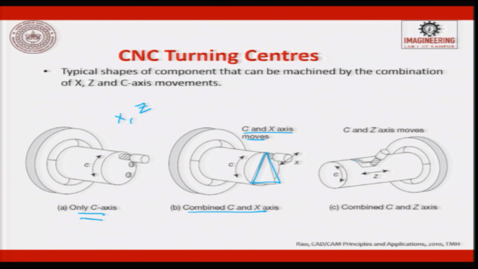If you want to make a slot through which a cam moves up and down, then we use C and X axis motion. So, we will try to get this slot made. These are all complex jobs which are being made on CNC machines.